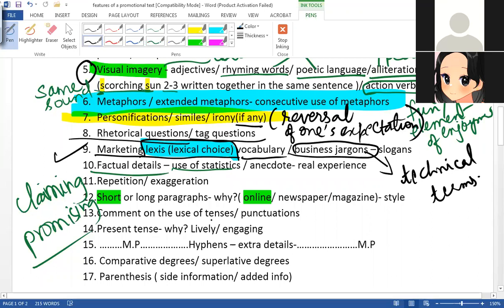Comment on the use of tenses and punctuation. This is important. Tenses, like, is it written in the present tense? Present tense, because it makes it more believable. Lively it is, and it is engaging.